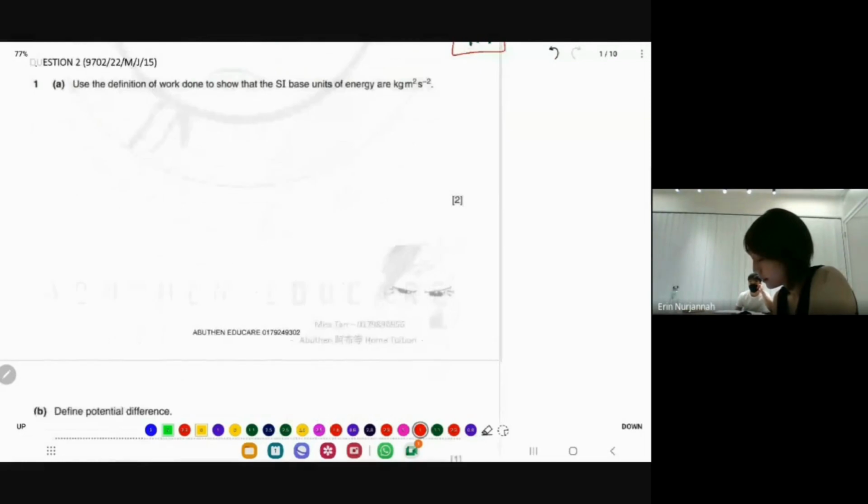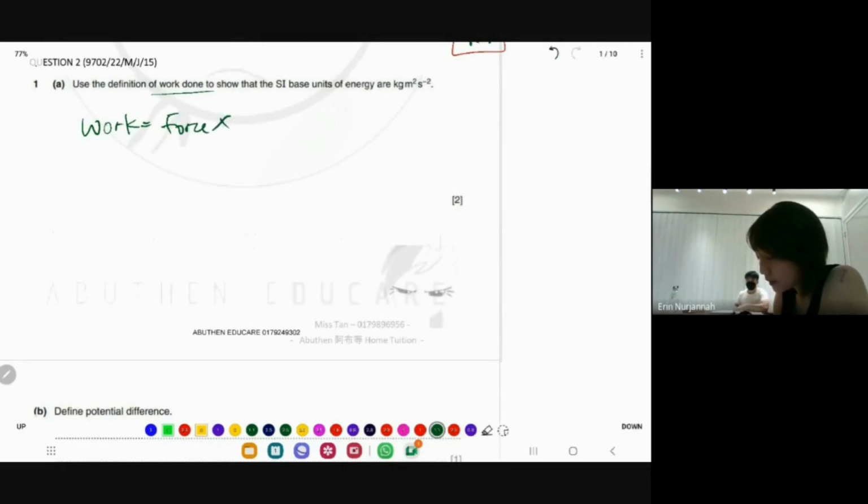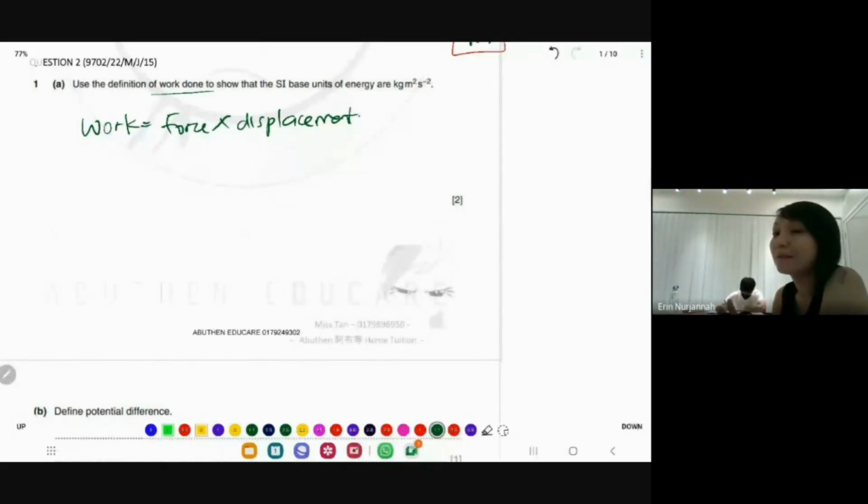Okay, what about this? Use the definition for work done. So what is the formula for work done? It's force times displacement. Am I right? Which is the same as energy, okay? For those who already forgot, energy means ability to do work. They are the same. And the unit that we always use is joule.